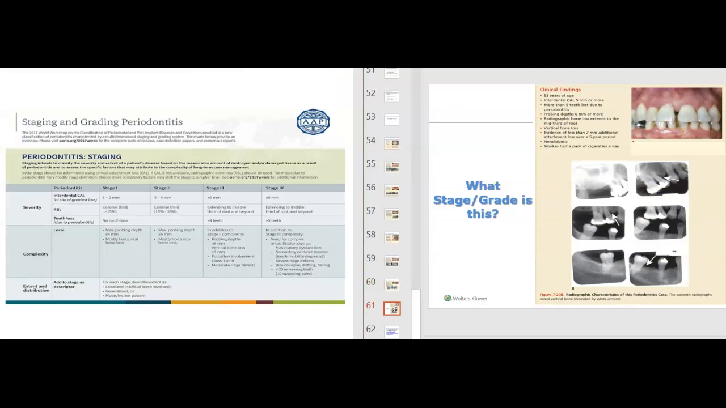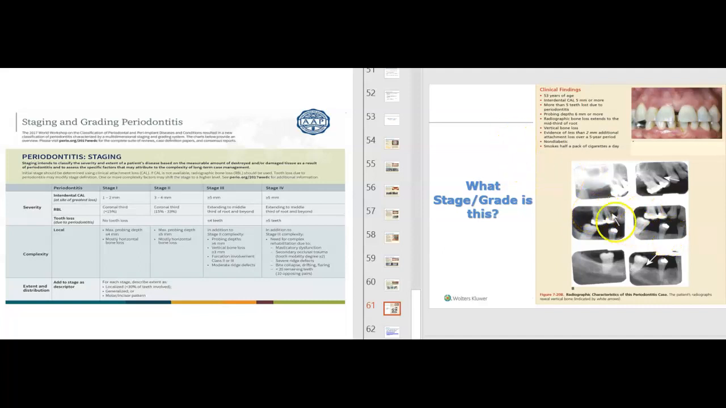Let's actually attempt one more. So this guy over here is 53 years, interdental CAL of 5 millimeters or more, more than 5 teeth lost due to perio, probing depths of 6 millimeters or even more, radiographic bone loss extends to the mid-third of the root. And that's true. When you look at his radiographic bone level, let's look at the worst one, you can see that this is the middle of the root and the bone level has surpassed that middle. So it is past the middle third.